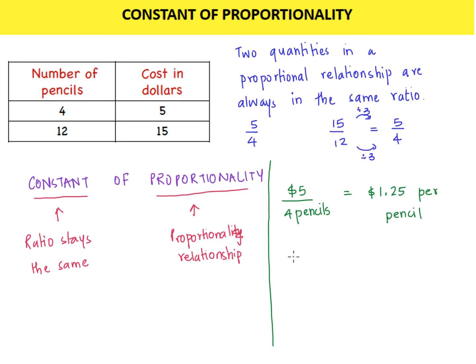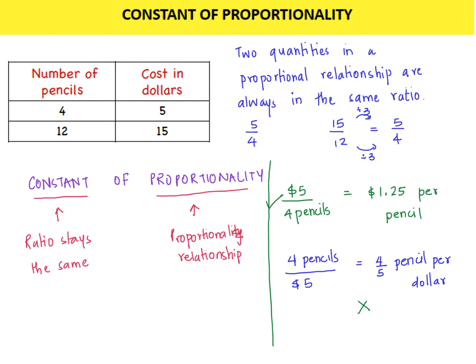And the other unit rate would be if we take 4 pencils and divide that by $5, so 4 divided by 5, you can write that as 0.8, or you can write 4/5. So 4/5 of a pencil per dollar. Now in this case, clearly the first unit rate makes sense, but the second unit rate kind of doesn't make sense because you wouldn't be going and buying 4/5 of a pencil per dollar.